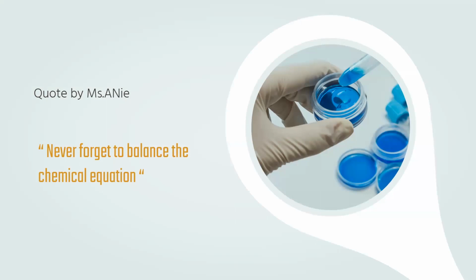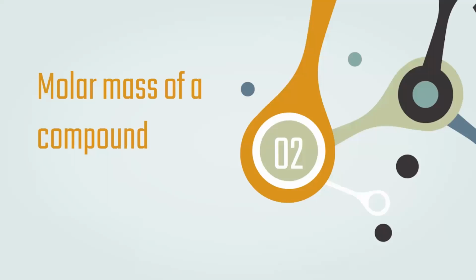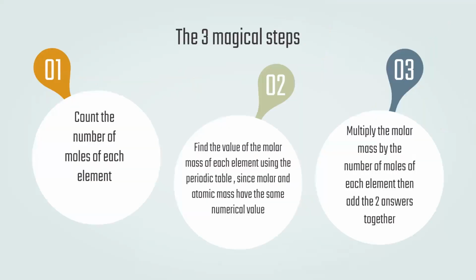Moving on to finding the molar mass of compounds. Now this can be done easily, it's just a small extra step. First of all, counting the number of moles of each element. Now that can be found on the periodic table because, like we said earlier, the molar mass is the same as the atomic mass that can be found on the periodic table, which is step 2. And finally, step 3 is multiplying the molar mass by the number of moles of each element and then adding these together. Now, on the next slide here, we have an example.